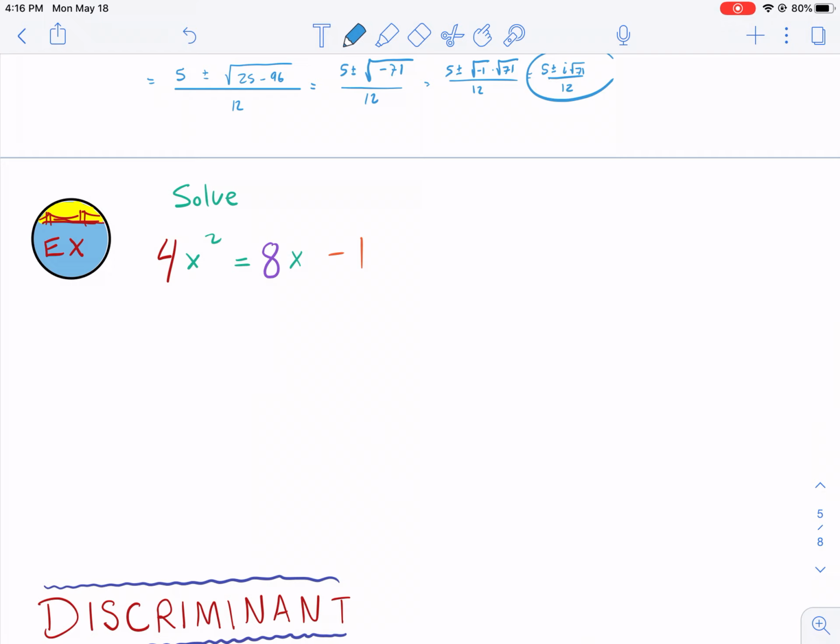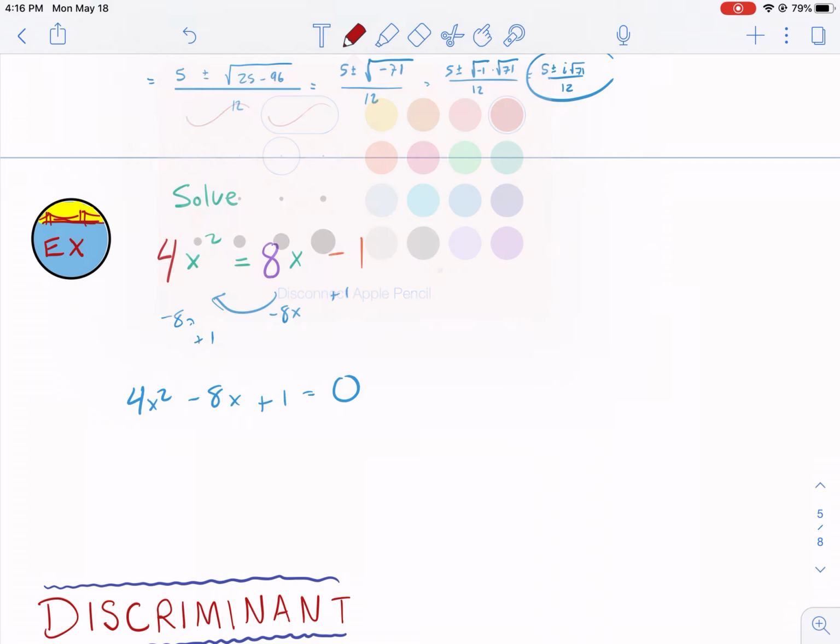Again, it's the same step, but the first thing you'll notice is these are not equal to 0. So I'm going to move both of these over. I'm going to subtract 8x from both sides, and I'm going to add 1 to both sides. So I get 4x squared minus 8x plus 1 equals 0. It's really important that you make sure you get everything to one side. Otherwise, you're going to accidentally put b is positive 8 and not negative 8.